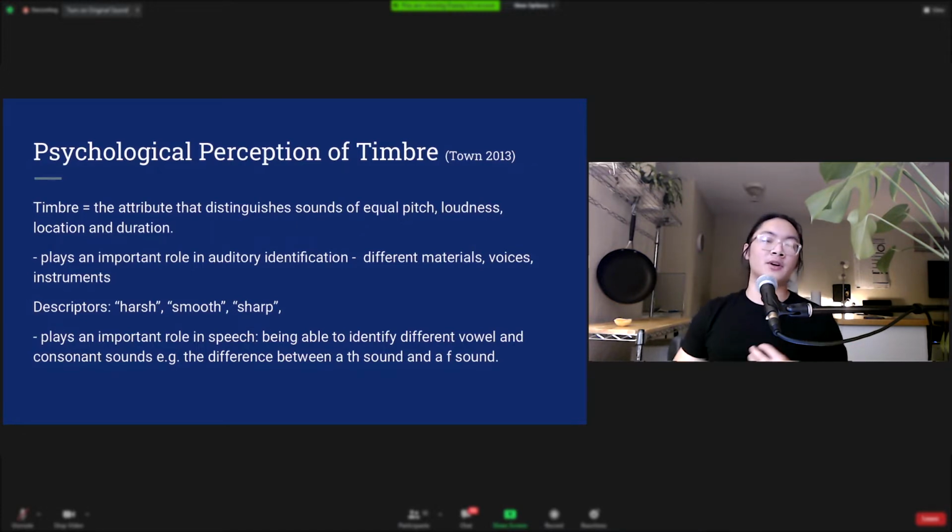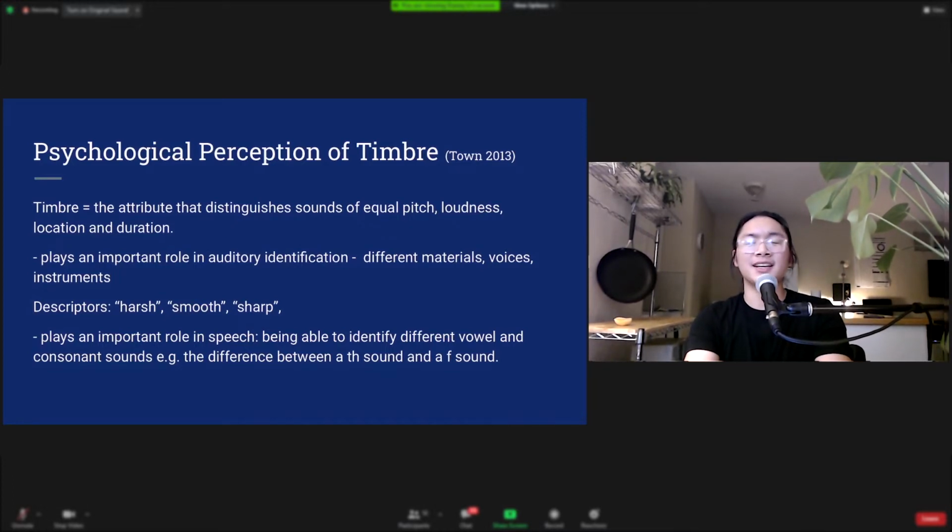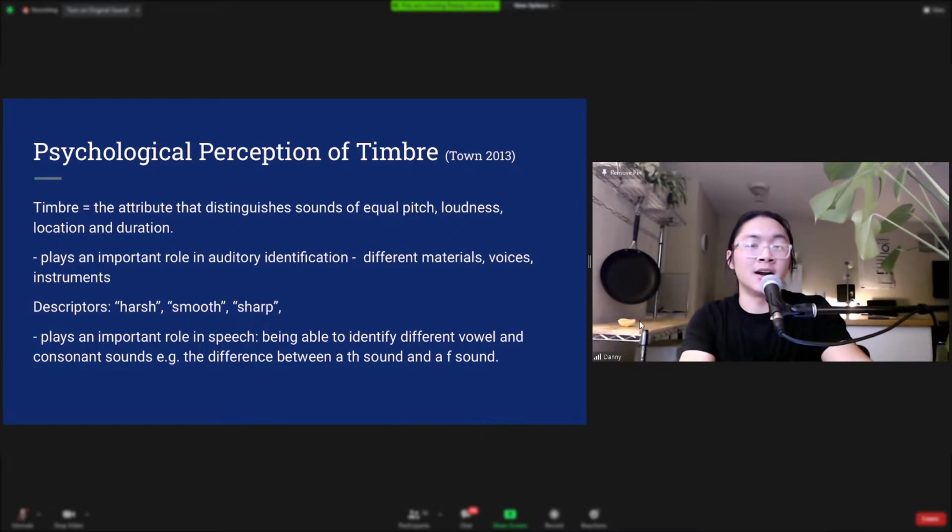And timbre can be described using words such as harsh, smooth, sharp, rough, and it plays a really important role in speech. So we actually use timbre to differentiate different vowel sounds. So the difference between an ah and an oo sound, as well as the difference between consonant sounds. So between a th, that's the th, and a f, that's an f sound. Extremely important in speech, but also very important in music because timbre is a lot of what makes music sound good.